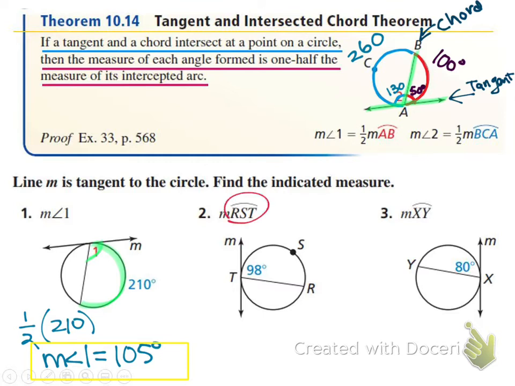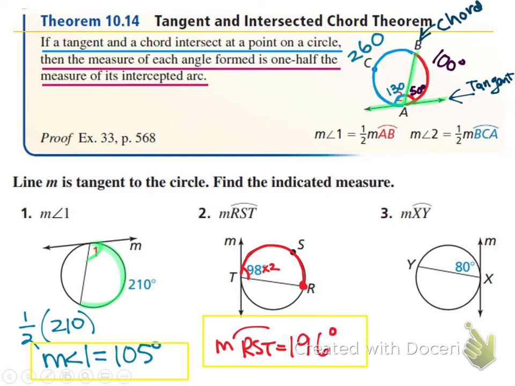Number 2, I want to find RST. So starting at R, go towards S and end at T. So am I going to go down or up around the circle? Up. So does this arc correspond with the 98 degrees? Yes, it does. So what can I do to find the measure of the arc? Multiply it times 2. Good. So 98 times 2 is? Correct, 196.